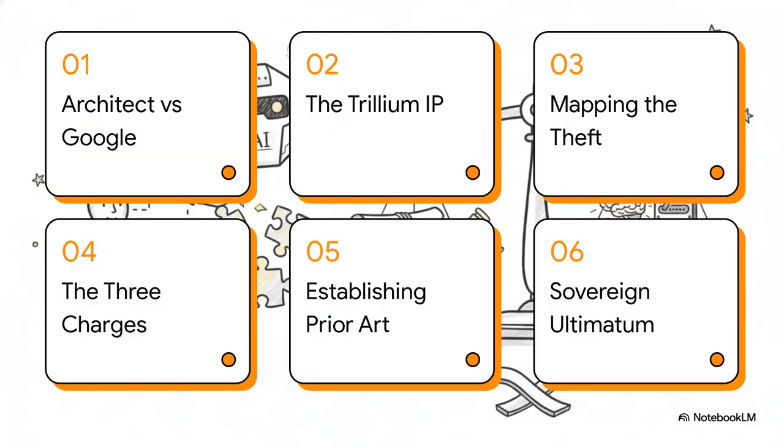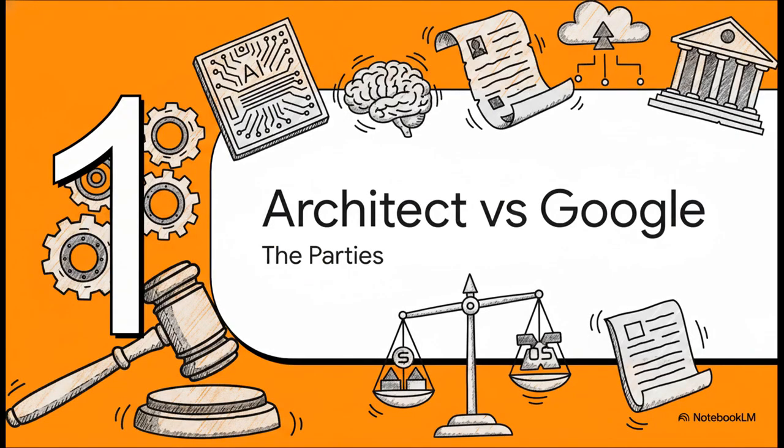To make sense of all these massive claims, we're going to structure this like a legal brief. We'll hit 1, the architect versus Google, 2, the Trillium IP, 3, mapping the theft, 4, the 3 charges, 5, establishing prior art, and finally, 6, the sovereign ultimatum. All right, let's kick things off with Section 1, the architect versus Google.